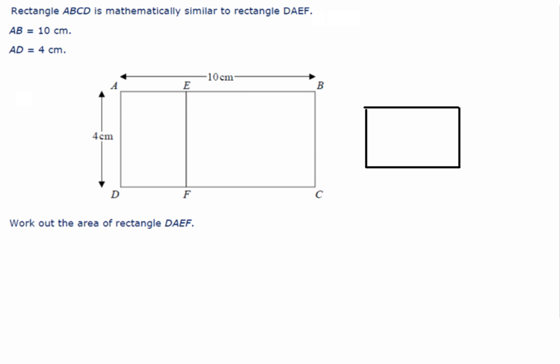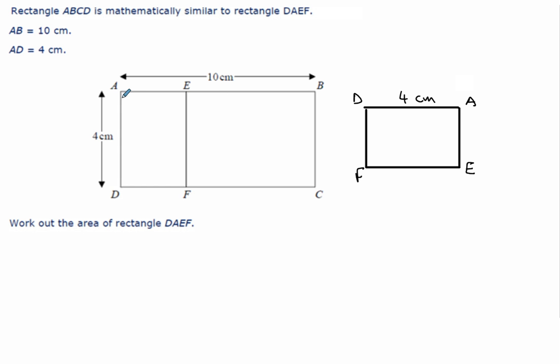Okay, one more. Okay, rectangle ABCD is mathematically similar to rectangle DAEF. AB is 10 and AD is 4. Okay, again, you can tell that rectangle there needs to be flipped. So I've drawn it here. So that would be your A, that would be your E, that would be your F, and that would be your D. And that would be your 4 centimeters.